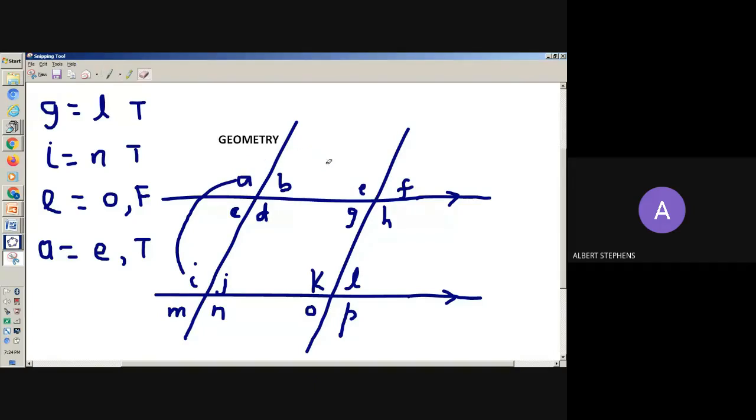Likewise, B corresponds to what? F. Right. Let me see if we can do one more. And remember, guys, that these two lines have to be what? Parallel. And how do you know that they're parallel? The arrows. So the arrows tell you that they're parallel.